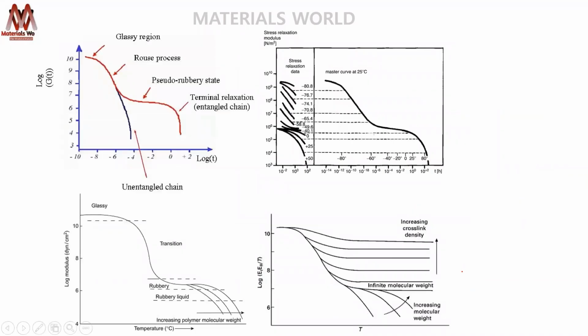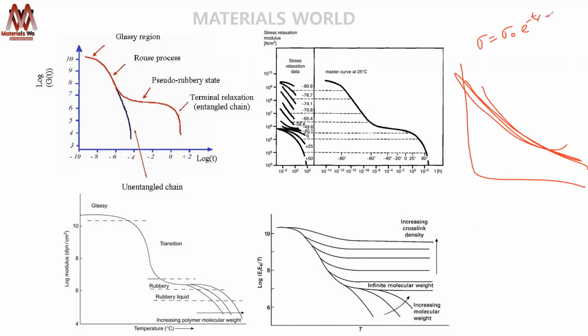Also, how with time the modulus is going to relax, or the stress is going to relax. That is called stress relaxation. A Maxwell model tells you how your stress is going to relax. It tells you sigma equals sigma naught e to the power minus t by tau. Sigma is E epsilon. So epsilon is always fixed in stress relaxation.